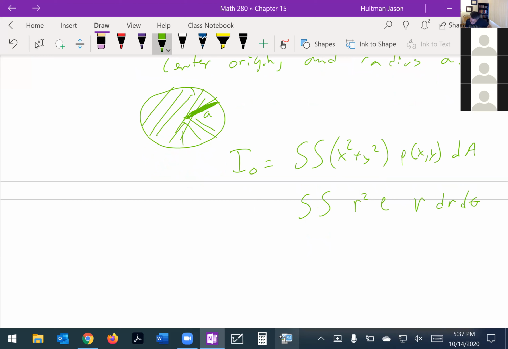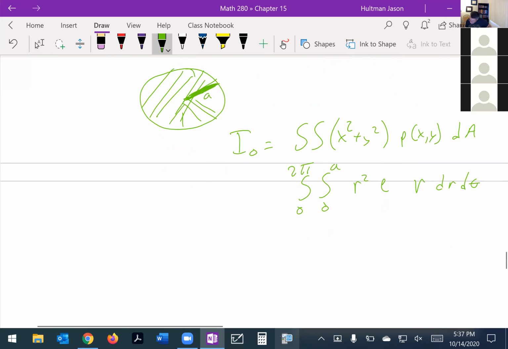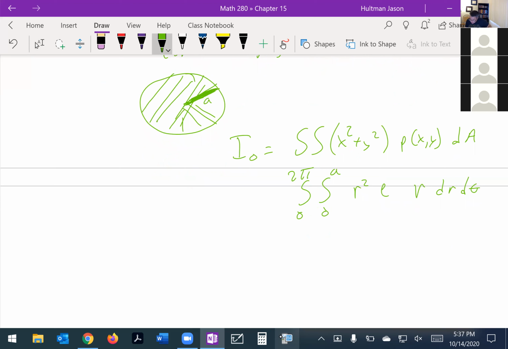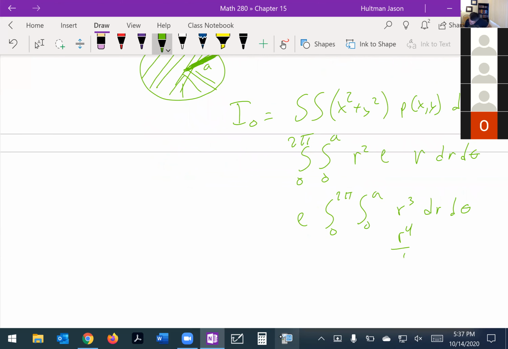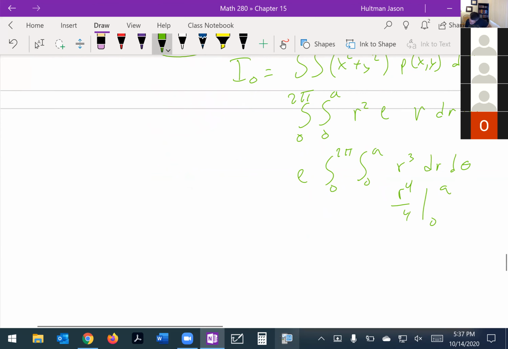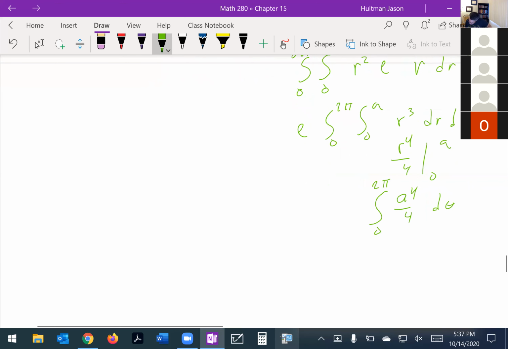And what does r go from? r goes from 0 to a. And what does theta go from? 0 to 2 pi. So this is really rho, which is a constant, and I'm going to pull that out. Then 0 to 2 pi, 0 to a of r cubed dr d theta. So this is r to the 4th over 4 from 0 to a, which is a to the 4th over 4. Integrate from 0 to 2 pi d theta, so this just becomes 2 pi a to the 4th over 4.